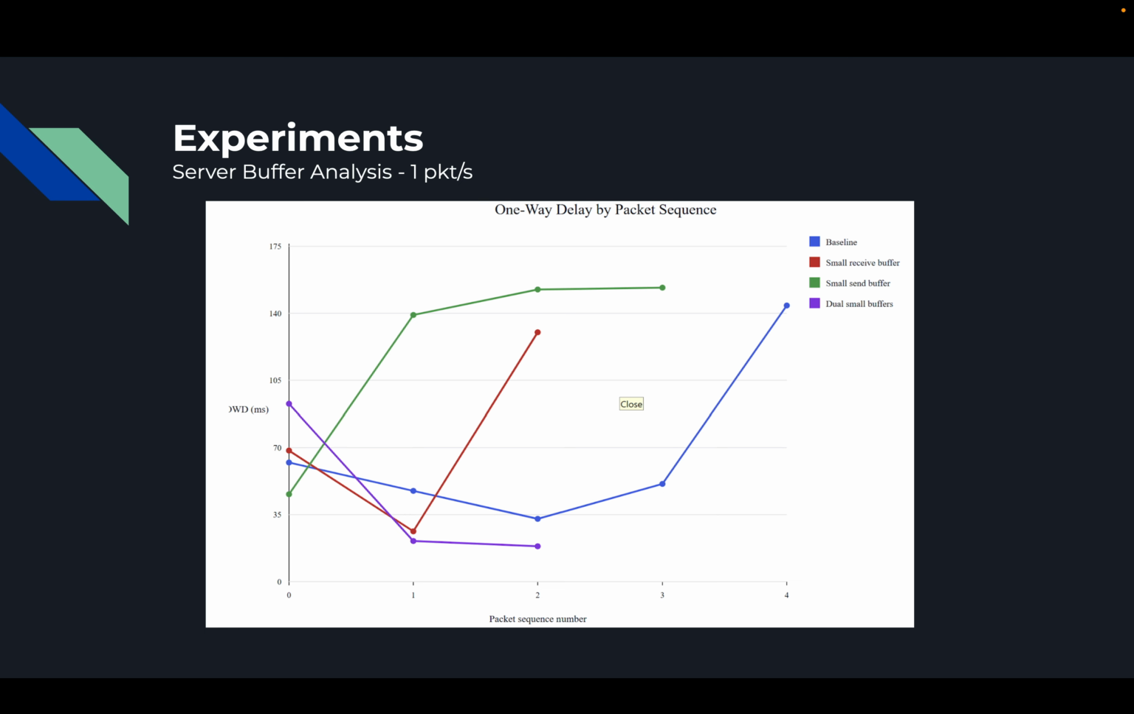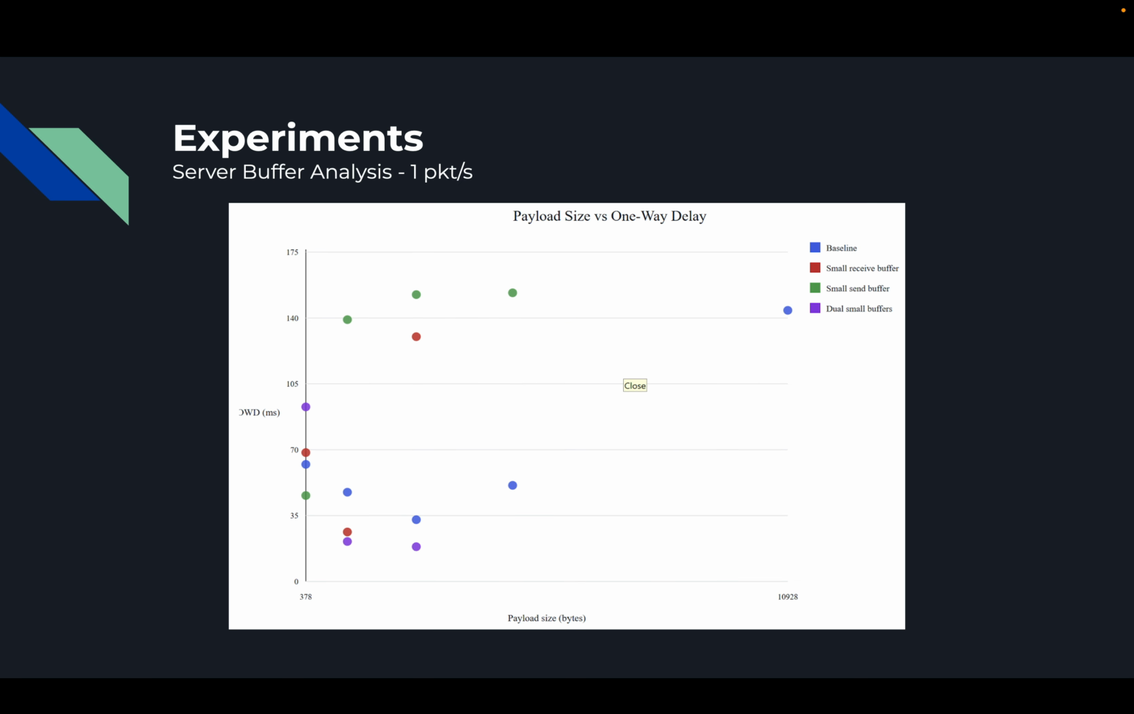Here in this graph, it shows one-way delay by packet sequence number from the server's perspective. Each point represents a packet that arrived at the server. The small send buffer case stands out because its one-way delay is consistently much higher than the other configurations. The baseline and small receive buffer cases show moderate delay, while the dual small buffer case has lower delay for the packets that were recorded. This view is useful because it isolates delay in the client to server direction.